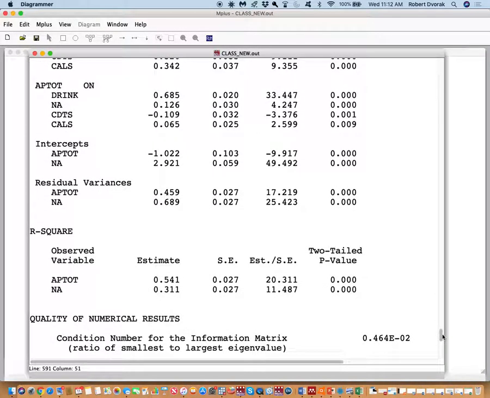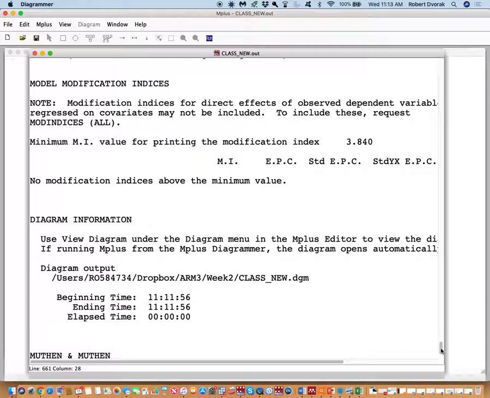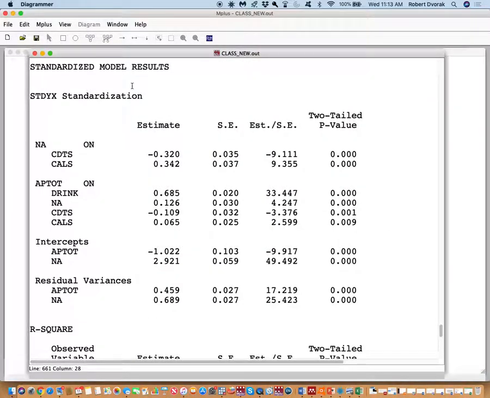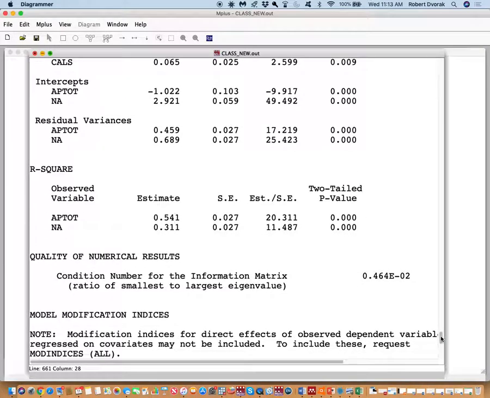Then we have our R squared down here. We have an R squared for negative affect and an R squared for alcohol problems. AP tote is alcohol problems. We have no modification indices. So far, that's looking pretty good. What is our indirect effect? Anybody?